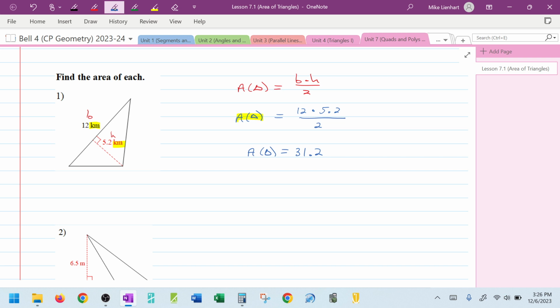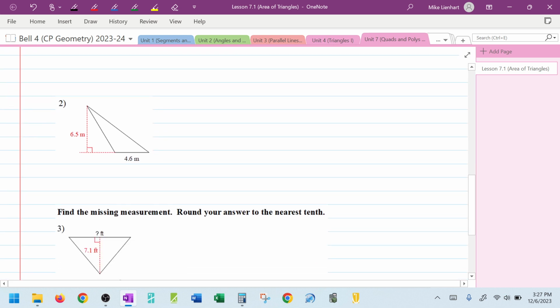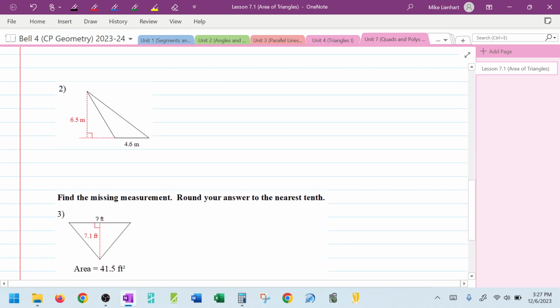Now, any time that you're dealing with area, your units are always going to be units squared. Area means units squared. So I would write down kilometers squared. And this is the final area of that triangle. Let's try another one. So on this second one, notice my base is down here.